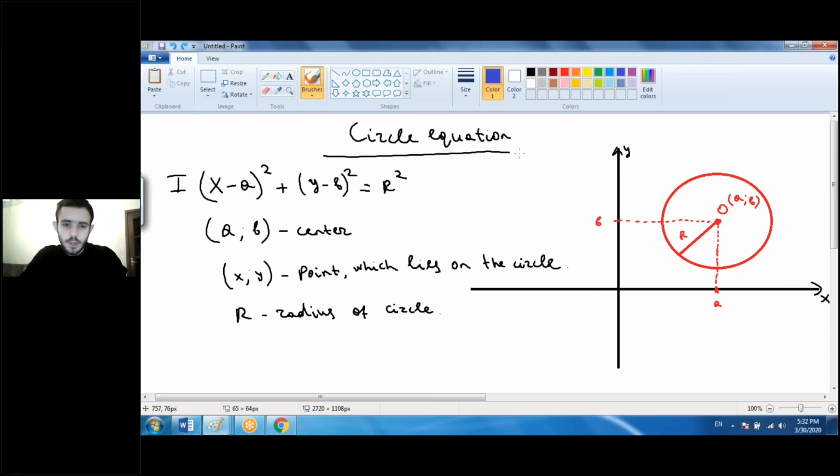Hello everyone, today we will discuss the circle equation. So, what is the circle equation? The circle equation has the following form: (x − a)² + (y − b)² = r².